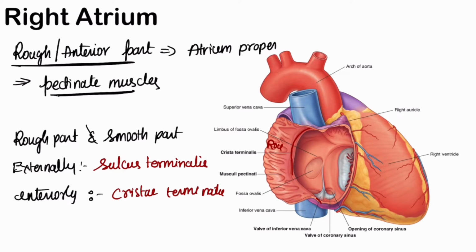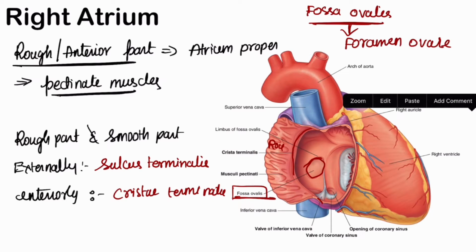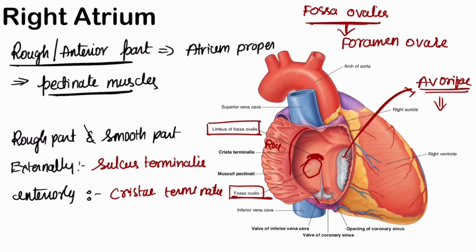And we also have the oval-shaped depression in the interatrial septum. This is known as the fossa ovalis. It is the remnant of the foramen ovale, and it also has an upper rounded margin. This is the upper rounded margin here. It is called the limbus of the fossa ovalis. And this is the AV orifice here, which helps blood to flow from the right atrium to the right ventricle.